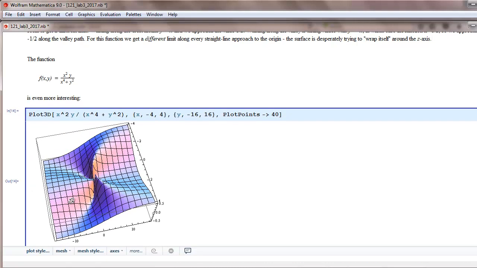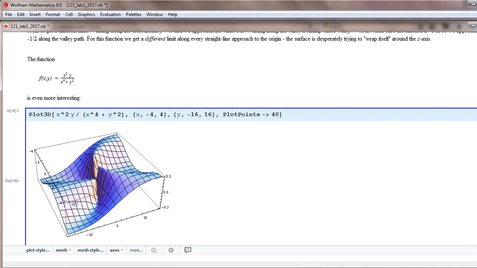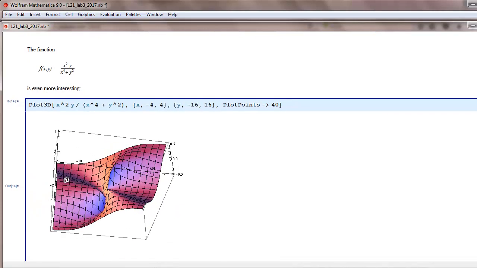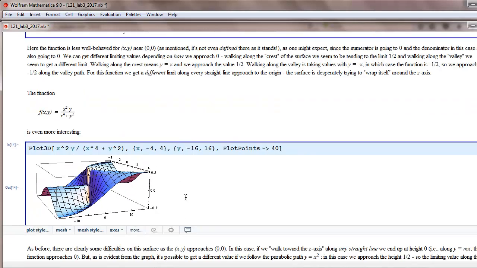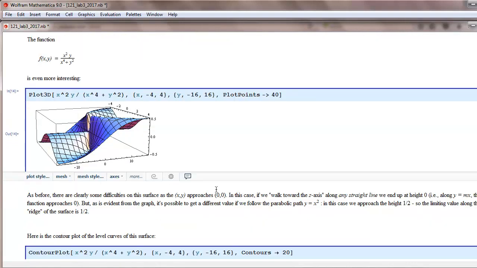On the other hand, if we're walking along this valley down here, and that also kind of looks like some sort of parabola, maybe we can flip it over and take a look at it. It does kind of look like a parabola, that looks like we get a different value. So again, it looks like the limit as (x, y) approaches (0, 0) does not exist.